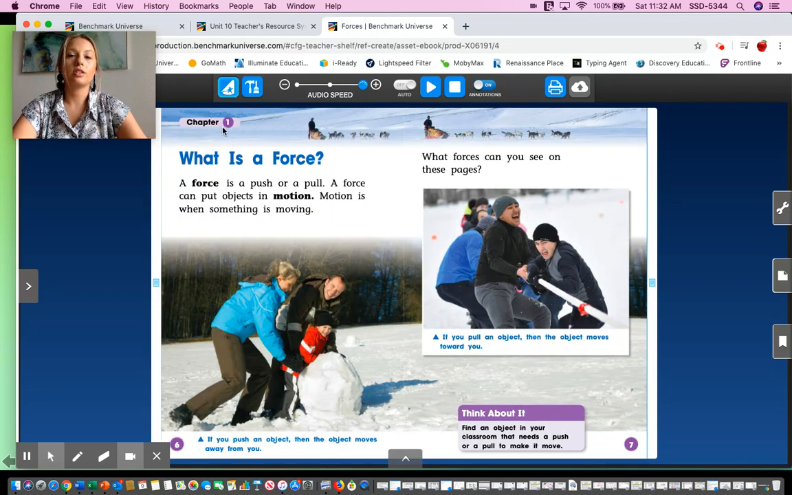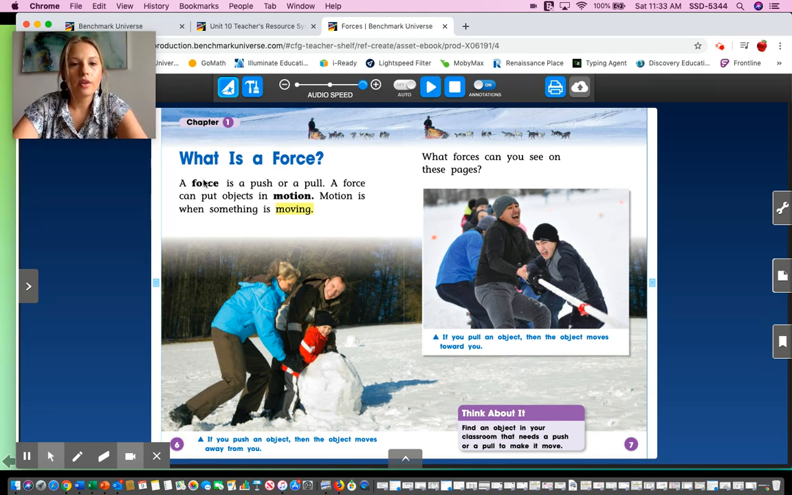Chapter 1, that tells you that we're starting with one chapter. There's going to be many, and this is the first one. Here's the title, What is a Force? I want you to go ahead and take a look at the illustrations as we read. Chapter 1. What is a force? A force is a push or a pull. A force can put objects in motion. Motion is when something is moving. And we kind of learned about that already.